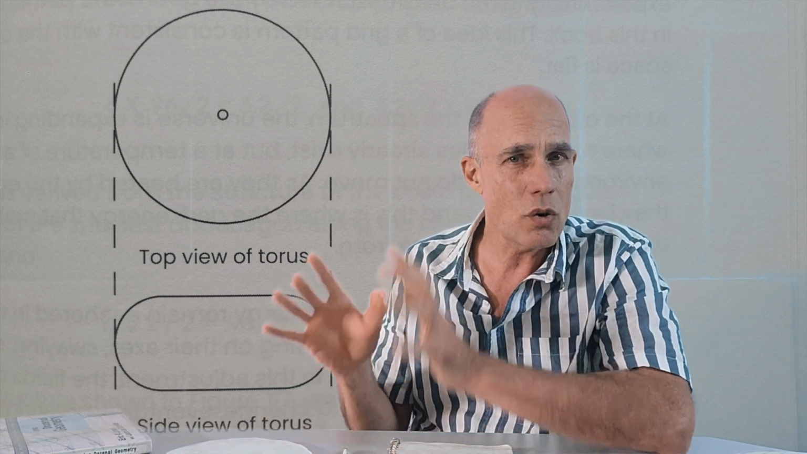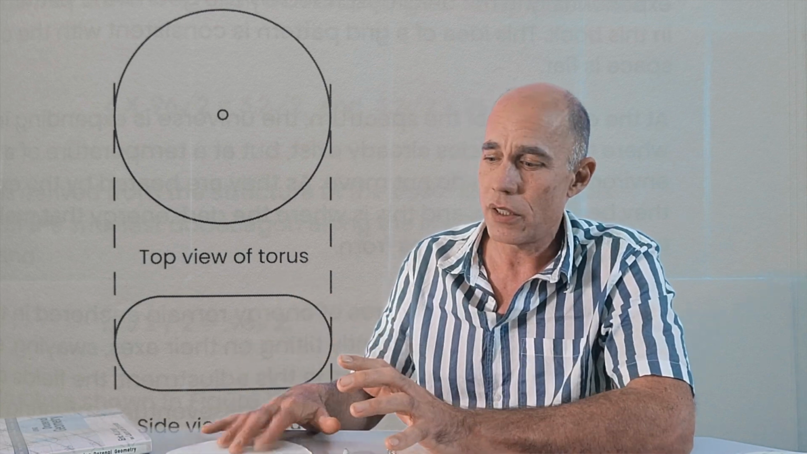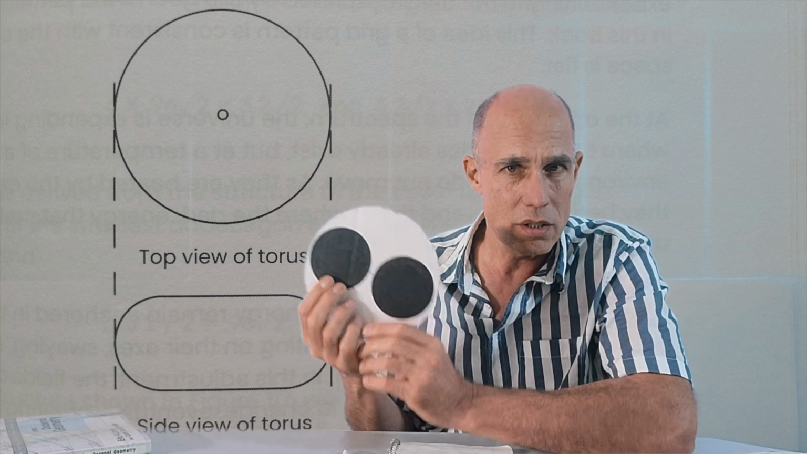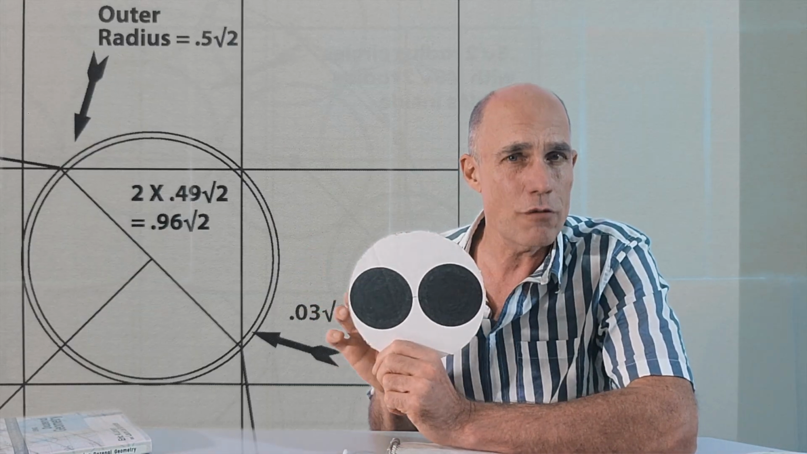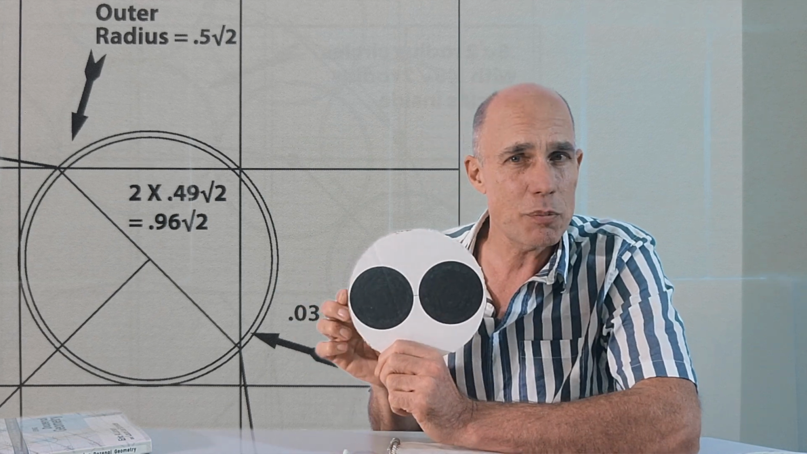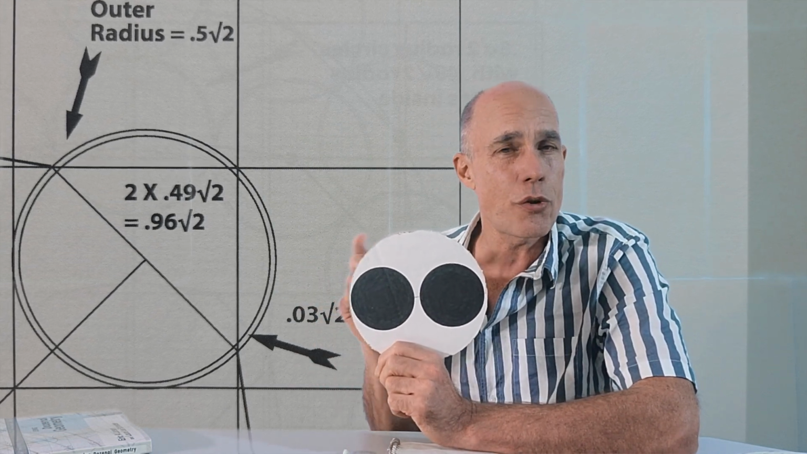So we have a quantum size, and the radius of these circles is 0.49 in base 12, 0.49 root 2, and the space around the edge is 0.03 root 2.